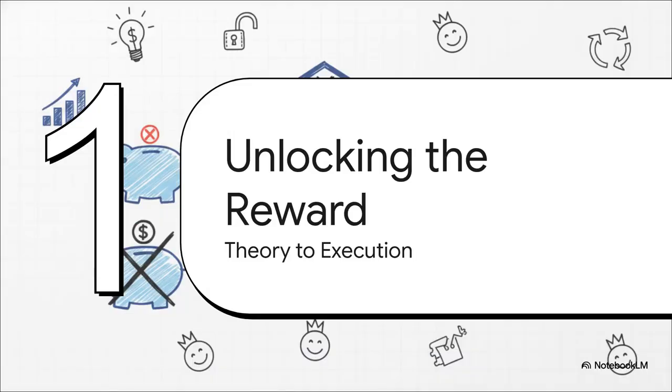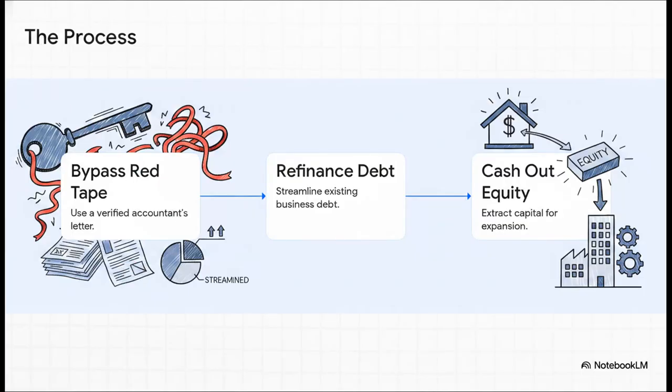Section 4. Unlocking the reward. Now that the strategy is set and the magic key is in hand, let's dive into how this alternative lending approach actually played out for our entrepreneur. Let's see how this builds step by step, transforming a totally stalled plan into reality. Step 1, they use that verified accountant's letter to instantly bypass the traditional red tape. No waiting around for perfectly packaged taxes.